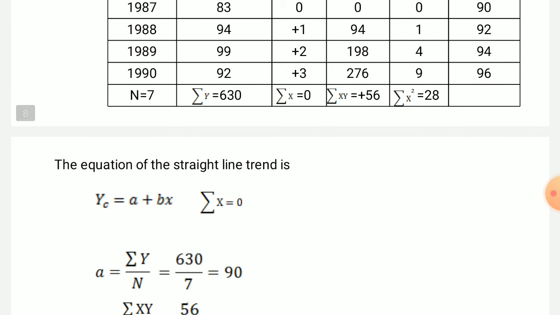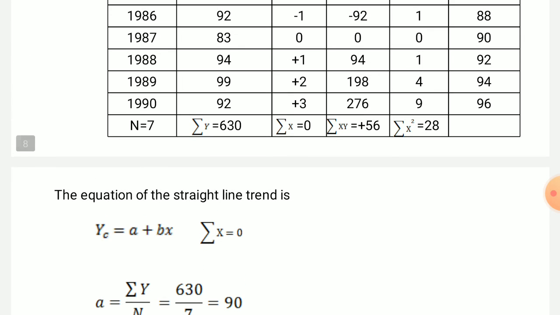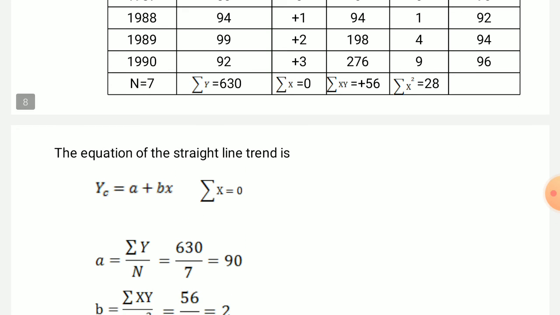The equation of the straight line trend is yc equals a plus bx, where sigma x equals 0. So a is the constant, or the unknown. a equals sigma y by n. Sigma y equals 630, and n equals the number of items, 7.